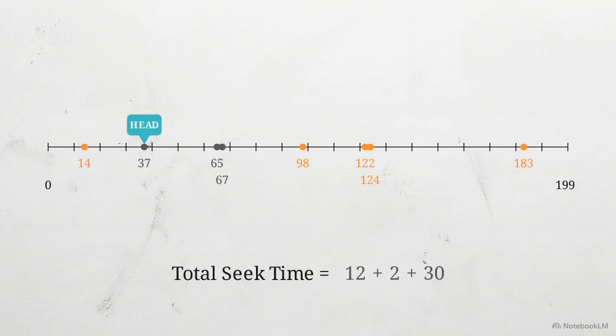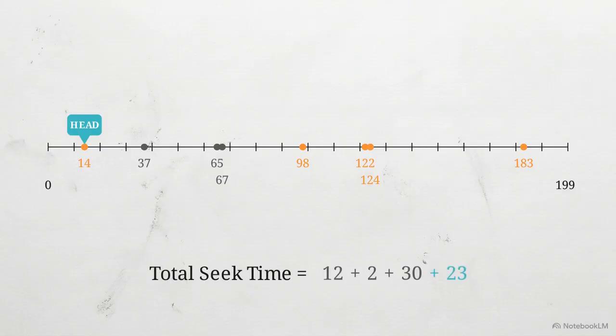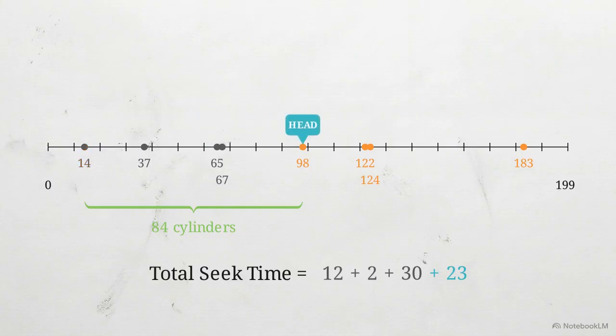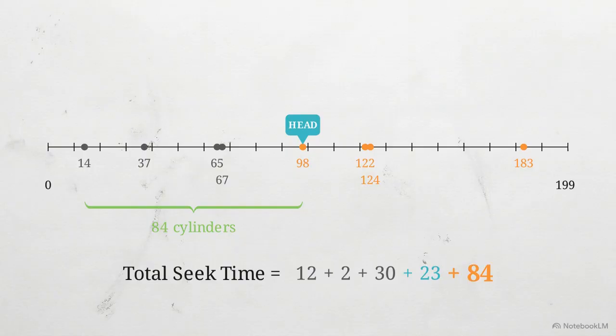Continuing the trace, the nearest node from 37 is further down the line at 14. We slide the head to the left and add the distance of 23 to our total. With the head now at position 14, the remaining unserviced requests are clustered entirely on the opposite side of the disk. To reach the next target at 98, the head must cross a gap of 84 cylinders. Even with this high cost, it remains the strictly shortest available path from our current position.